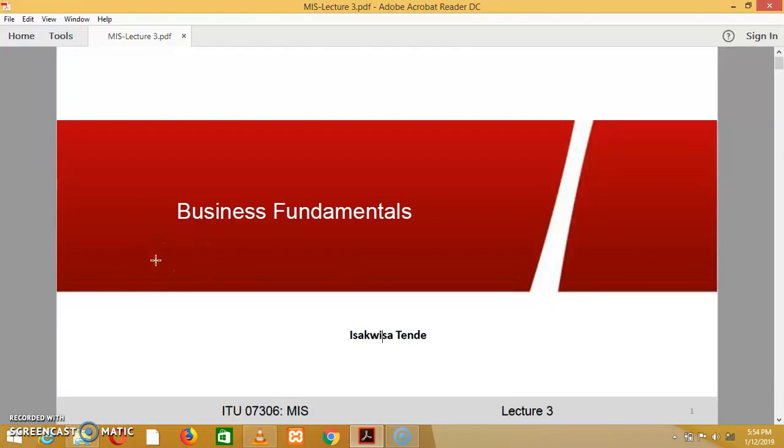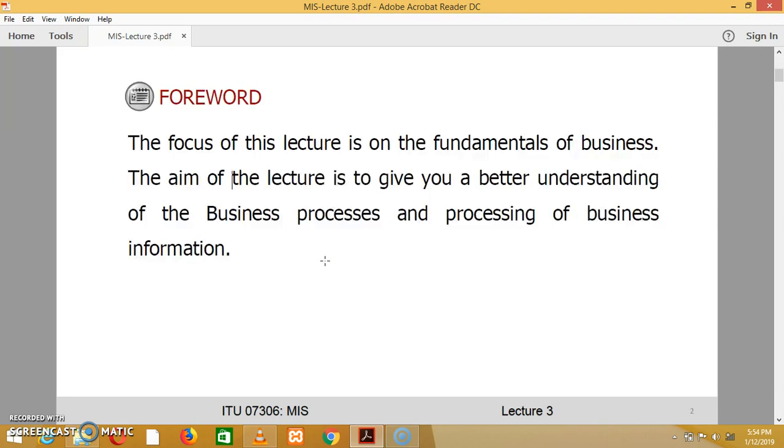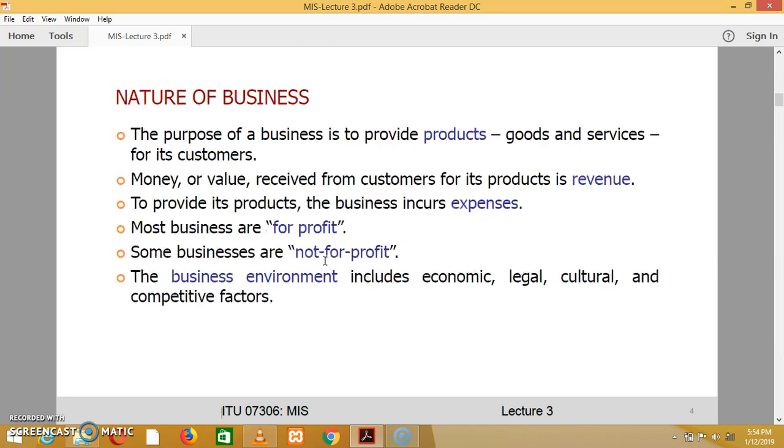This is Richard. Today we're going to learn about business fundamentals as a part of this course of MIS. When we're talking about business, we're talking about providing goods, services or products to customers, and in return we get money, or we just get something of value so we can have the revenue.